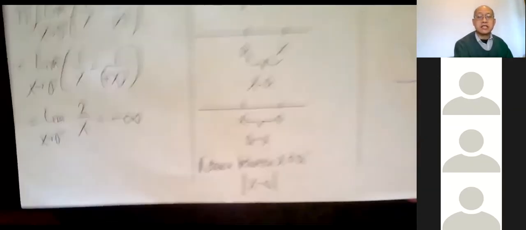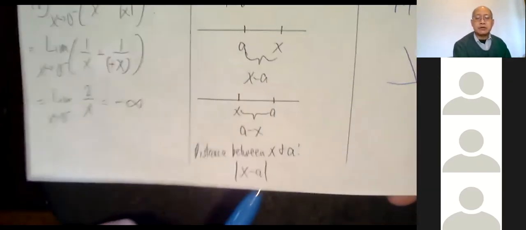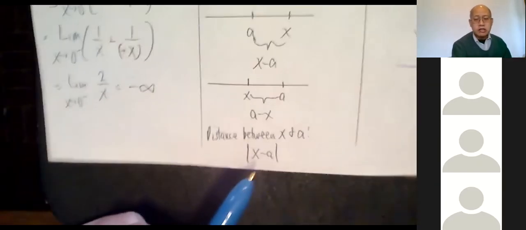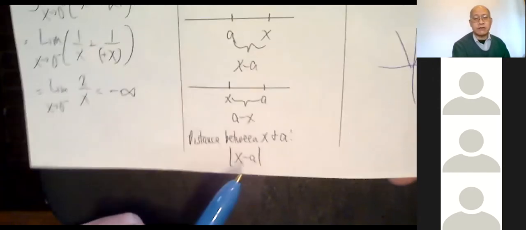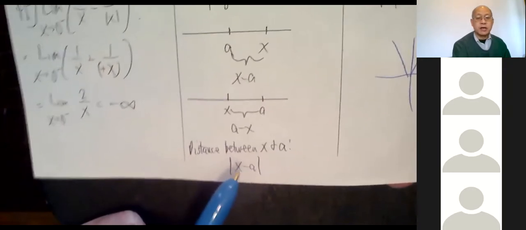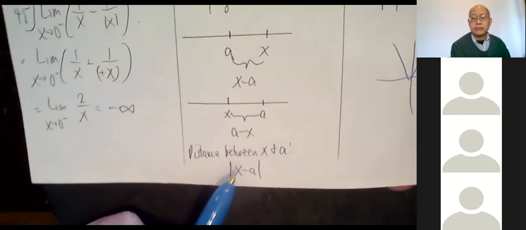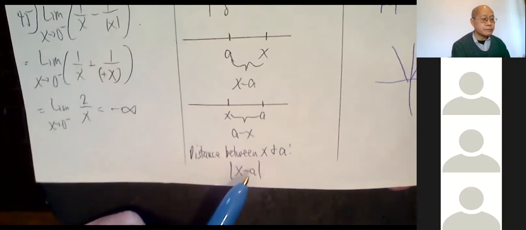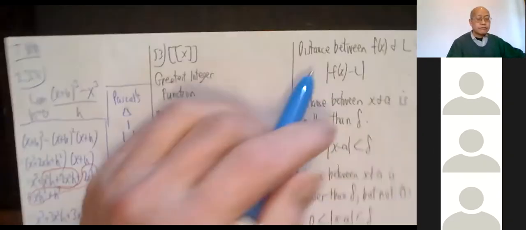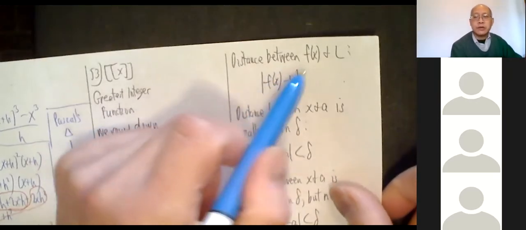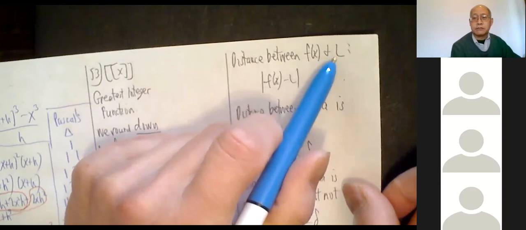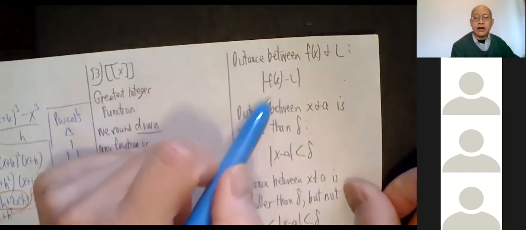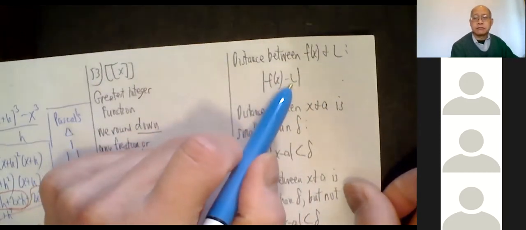So how do I say the distance between x and a in general? Absolute value of x minus a. You could also put a minus x, but I want you to put x minus a. The formulas that we have involve x and a. So the distance between x and a is the absolute value of x minus a. Similarly, the distance between f of x and L, which stands for limit later, is the absolute value of f of x minus L.